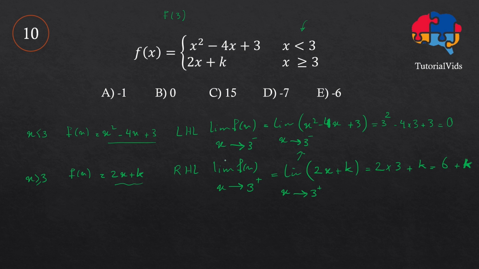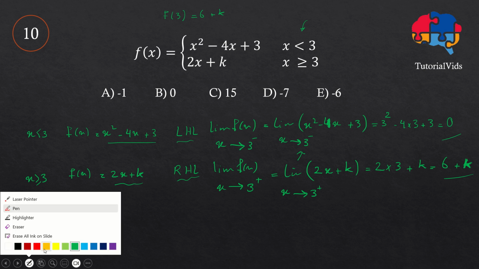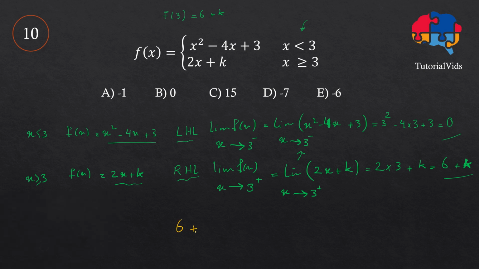So this left-hand limit and right-hand limit should be equal to f of 3, and we know f of 3 is 6 plus k. All right, so this 6 plus k and this 0 should be equal. 6 plus k should be equal to 0, and from this we can say k should be equal to minus 6, and this is the final answer.